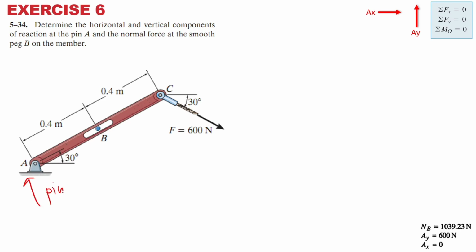This one is a pin joint, and then you've got some sort of slot, so it cannot move in a certain direction. You've got some contact at location B. It has something like a pin. So at that location. And then the 600 has to be resolved into X and Y. You can solve it.